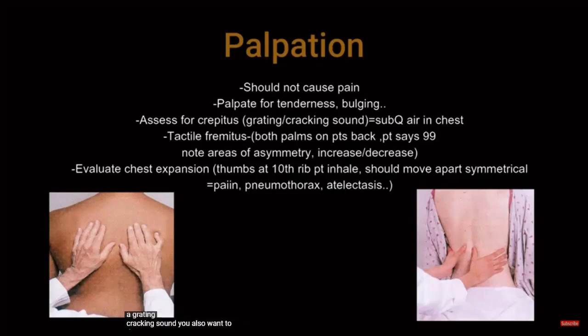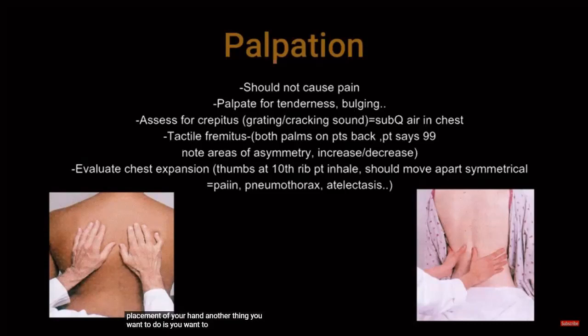You also want to do tactile fremitus. It's when you place both your palms on a patient's back and you ask the patient to say 99. They're going to say 99, 99. You're going to note the areas of asymmetry, or if they're decreased or increased in one area. As you see in the left picture, that's the correct placement of your hand.